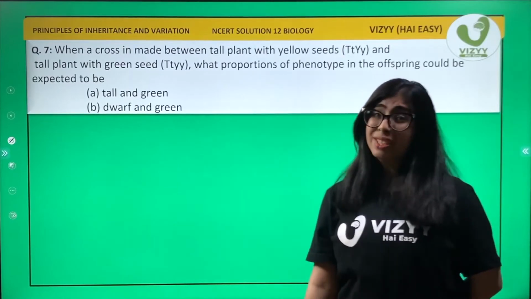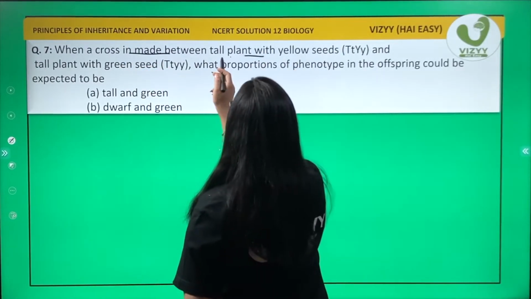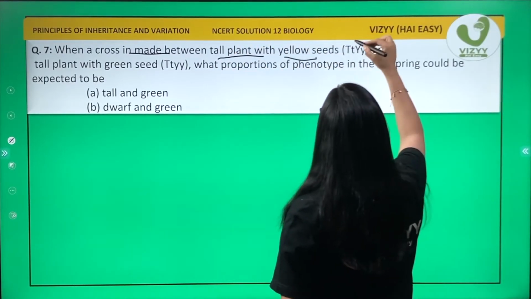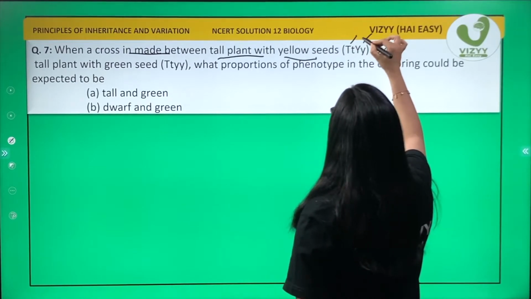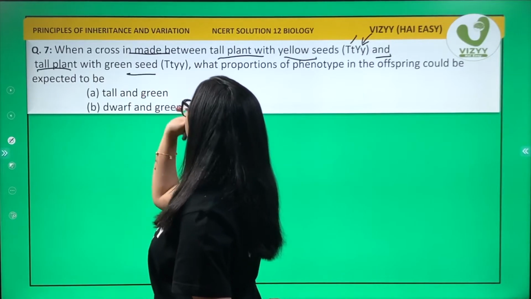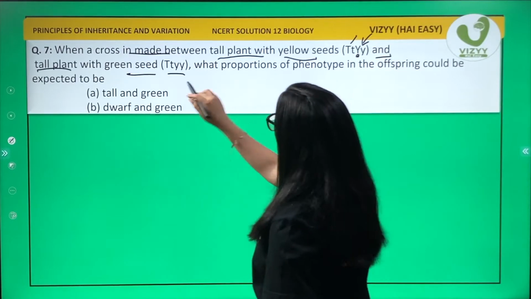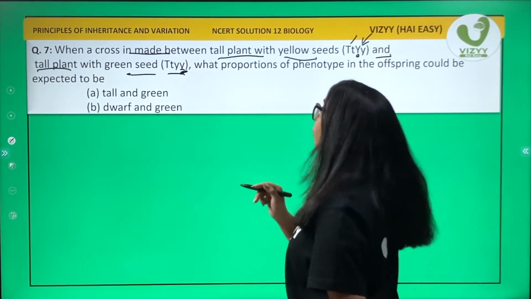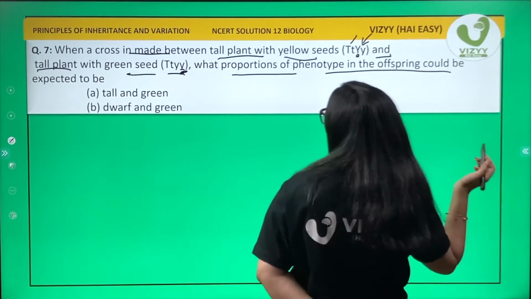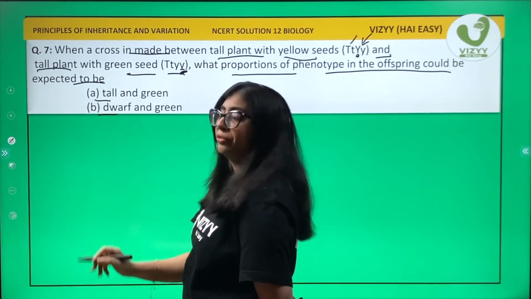So, question 7 here says, when a cross is made between tall plants with yellow seeds, so tall plants with yellow seed and tall plants with green seed. Here yellow is dominant and green is recessive. What proportions of the phenotype in the offspring could be expected to be tall and green and dwarf and green?